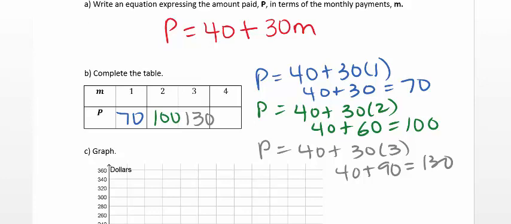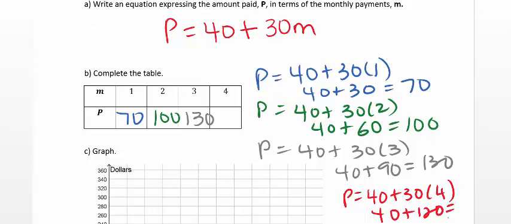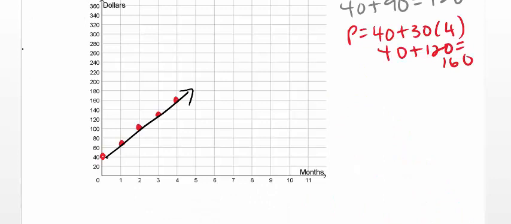Now we're going to put in 4 for M. So we have 40 plus 30 times 4. 40 plus 120, and that's going to be 160. Now we want to go ahead and plot those points from the table onto the graph. So here's the graph after we plotted the points 1, 70, 2, 100, 3, 130, and 4, 160.